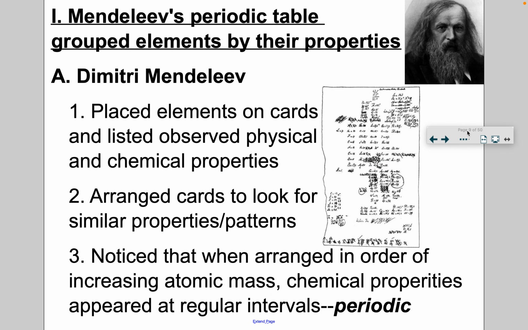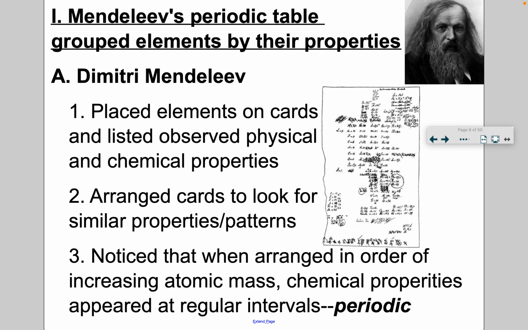So in steps Dmitri Mendeleev, this man right here. What he did is he grouped elements by their properties. He took these elements and wrote them on cards, and he listed their observed physical and chemical properties, and he just sat down and started to lay out these elements and arrange them by their properties. He also was looking for patterns, and he noticed that when you arranged the elements in order of increasing atomic mass, those chemical properties that he noted on those cards appeared at regular intervals, hence the word periodic. So that's why it's called the periodic table, not tables.